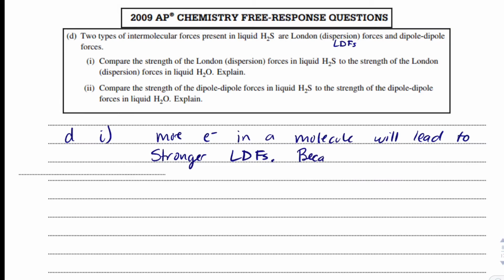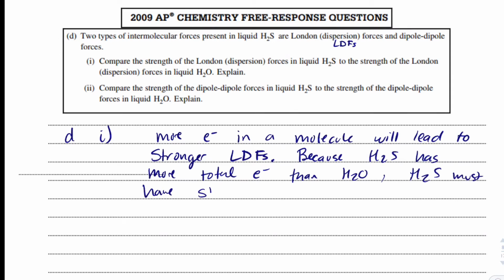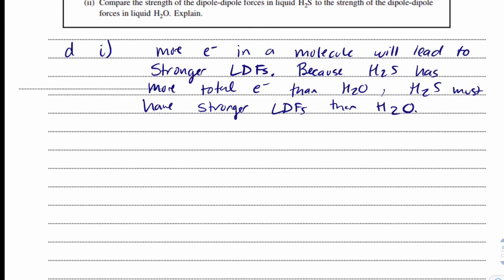Because H2S has more total electrons than H2O, H2S must have stronger LDFs than H2O. Okay, not a terrible question, and there's lots of ways you could answer that, I'm sure.